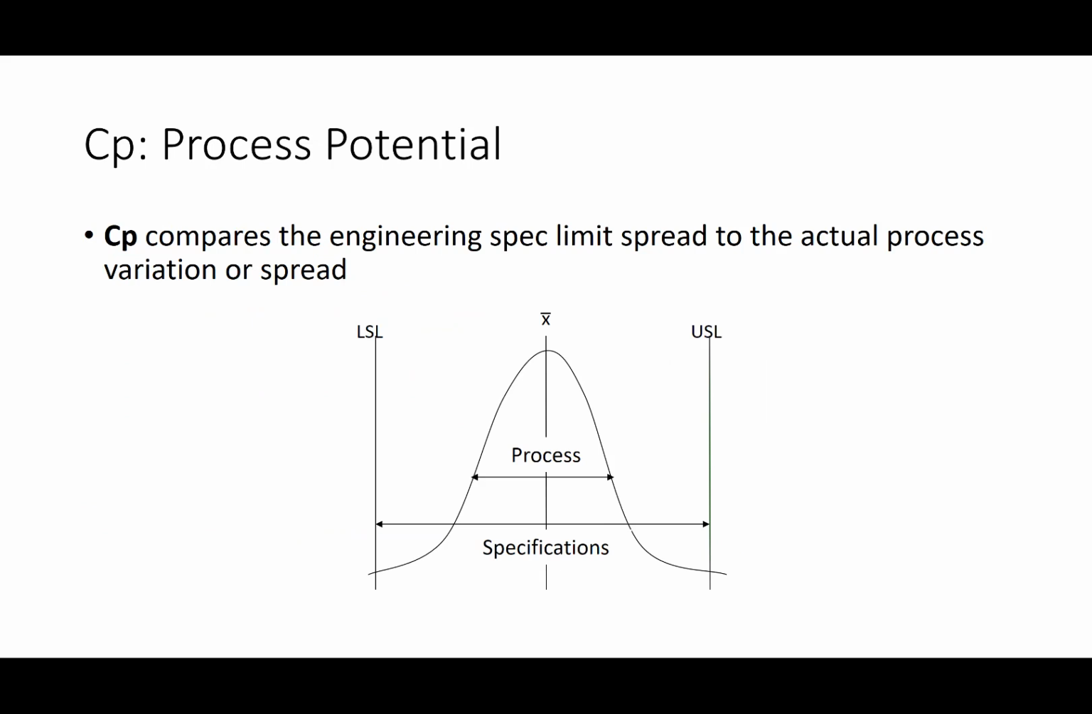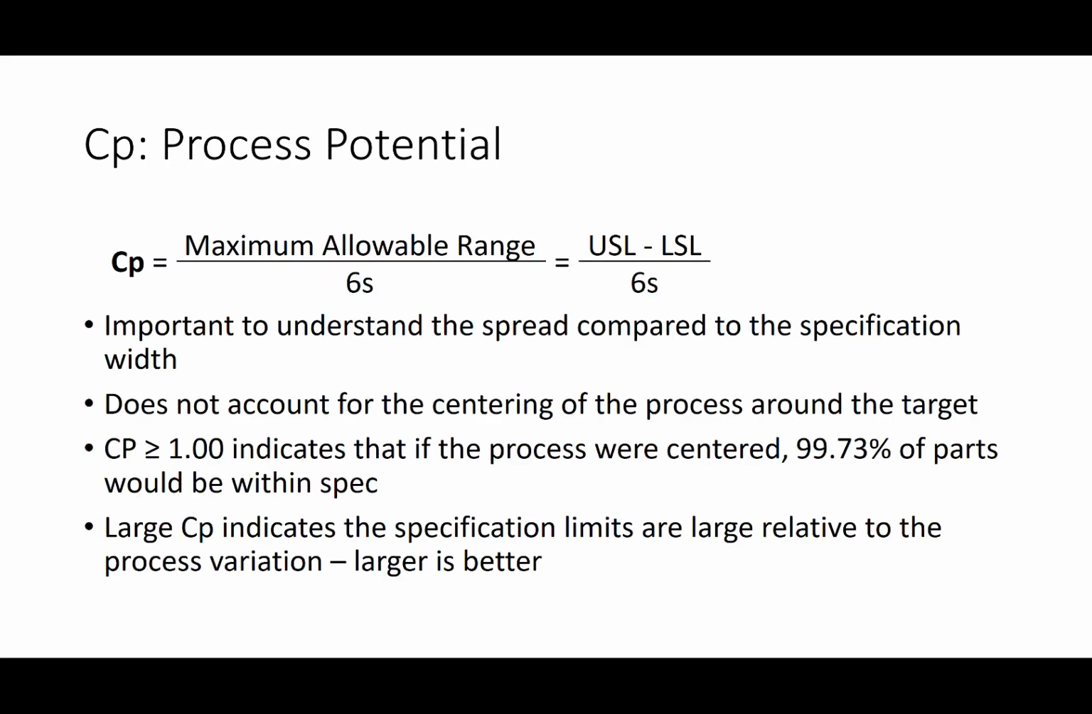So CP and CPK are interrelated, but they're not exactly the same. CP is essentially your process potential. This compares the amount of variability to your engineering specification limits. It looks at how capable the process would be if it were perfectly centered. This is done by taking your specification limits, subtracting the lower specification limit from the upper specification limit, and dividing it by 6 standard deviations.